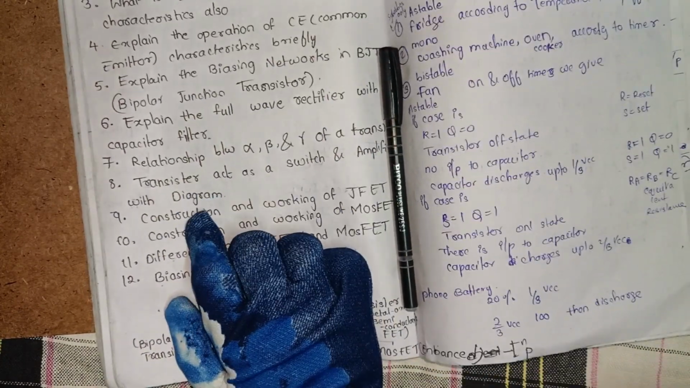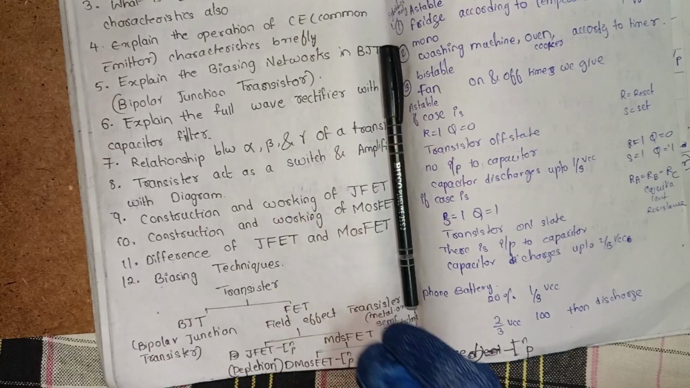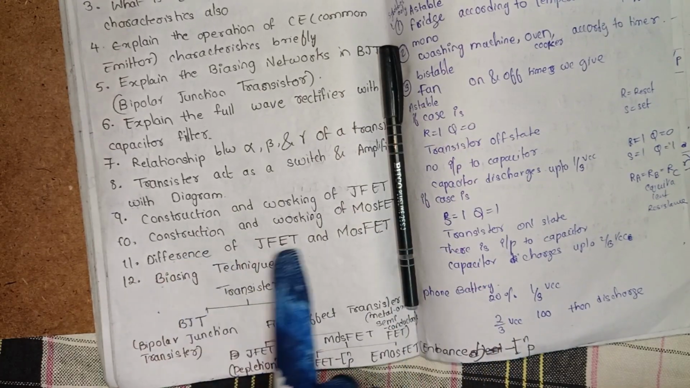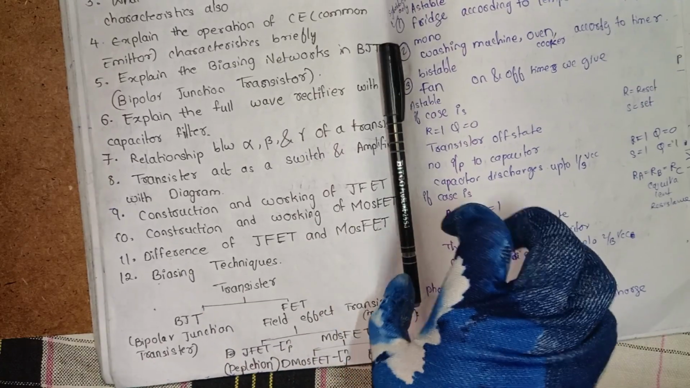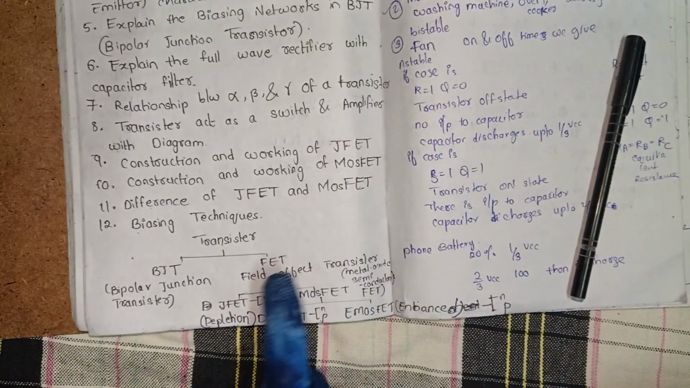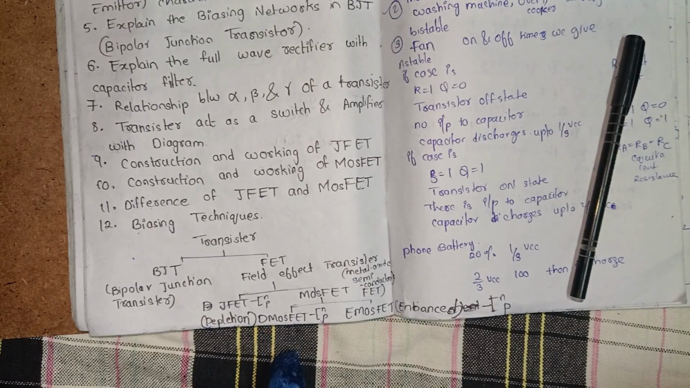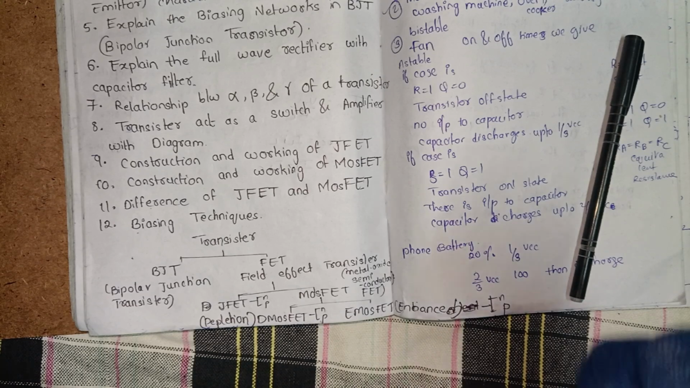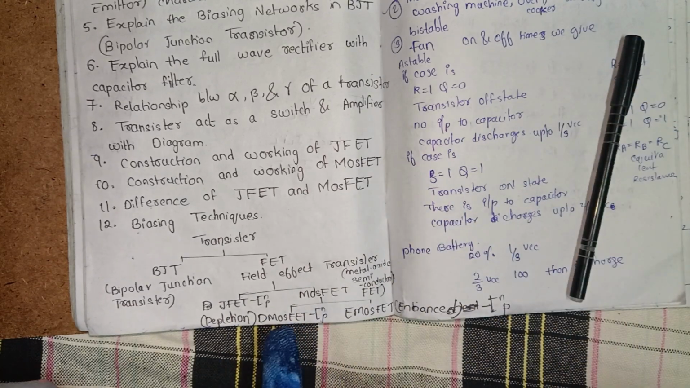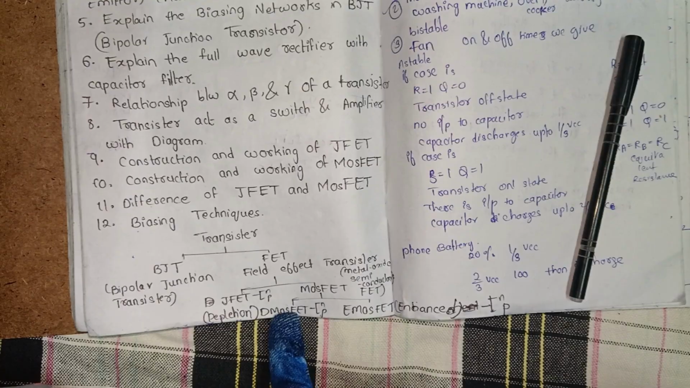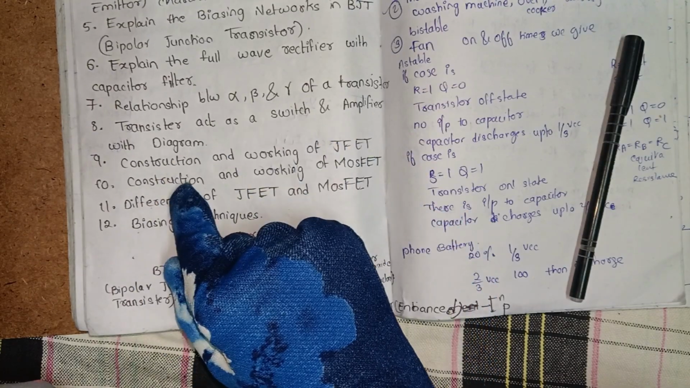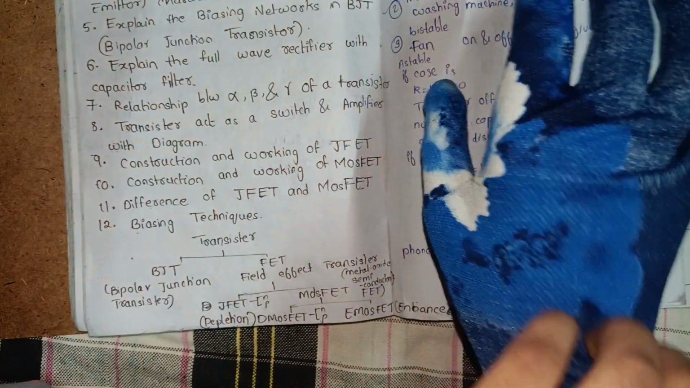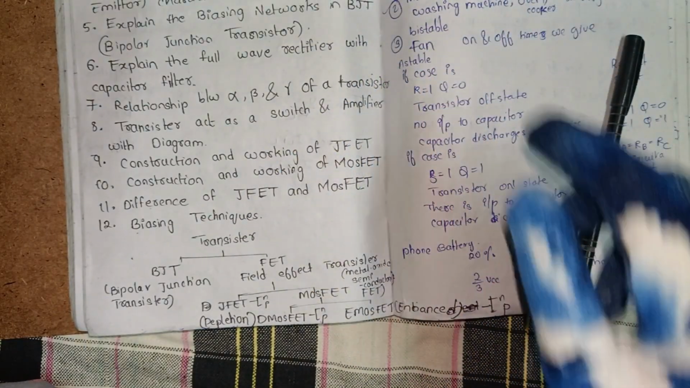So, in the previous class, we have seen half answer of the 10th question, that is construction and working of MOSFET, which is about N channel E MOSFET. Okay. In this video, we will see N channel D MOSFET, its construction and working, and its three regions. Okay.